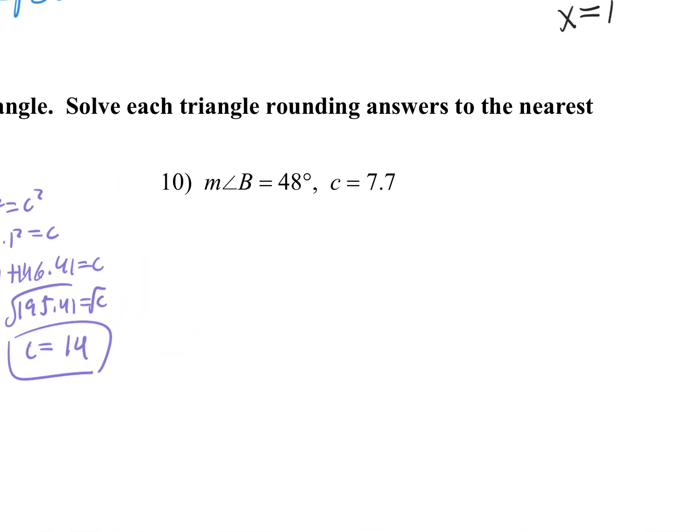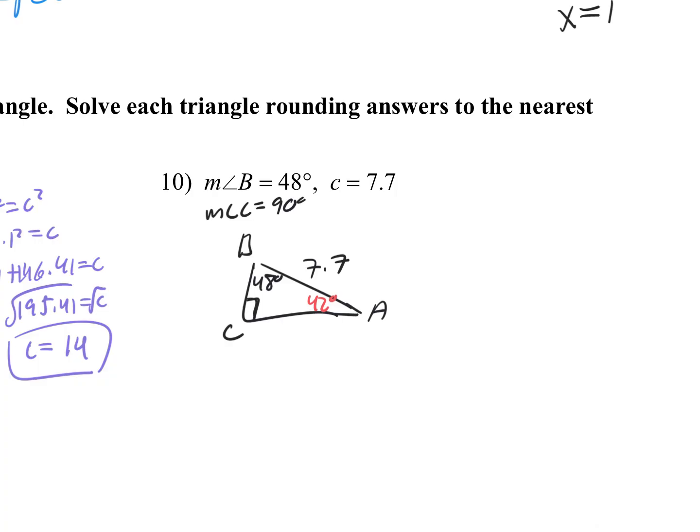Now with this one, let's see what we have. I have the measure of angle B. I have side C. I also know that angle C is a 90-degree angle, right? It's a right angle. Same as before, I can draw this just to get a better idea of what's going on here. I can say that this is C, this is B, this is A. I have that B is 48 degrees, C is 7.7. My angle C is 90. From here, I can figure out that angle A has to be 42 degrees, right? They have to add up to 90, the A and the B.